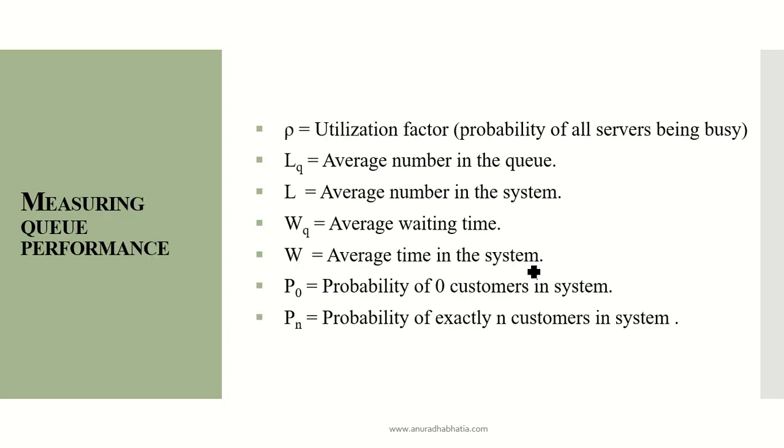Now these are a few notations which are used for measuring the queue performance. Utilization factor, that is the probability of all servers being busy, is given by rho. L of Q is equal to the average number in the queue. L is denoted for the average number in the system. W of Q is equal to the average waiting time in the queue. W is equal to the average time in the system. P of 0 is equal to the probability of 0 customers in the system, and P of n is the probability of exactly n customers in the system.